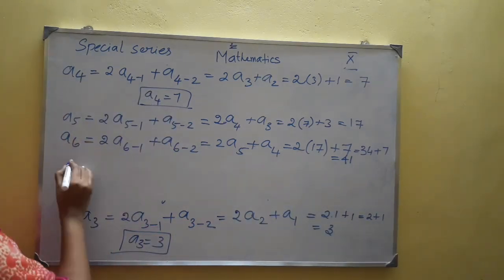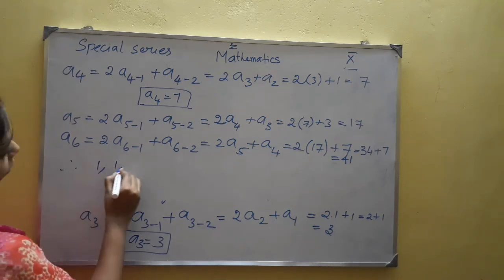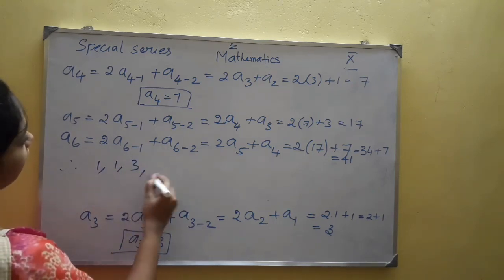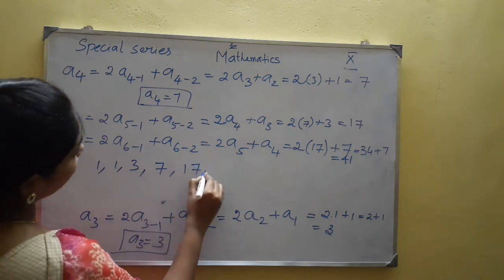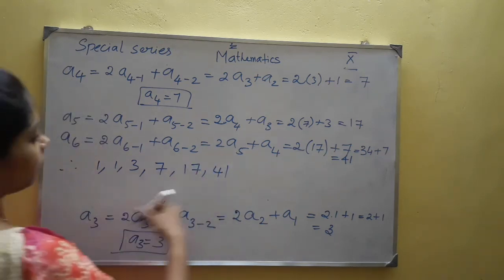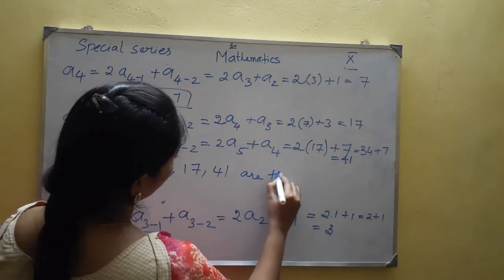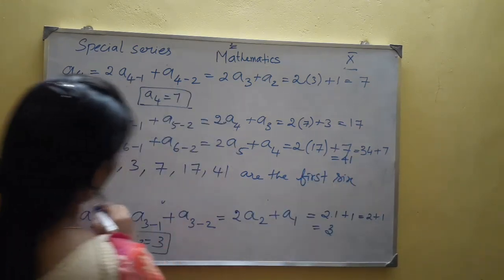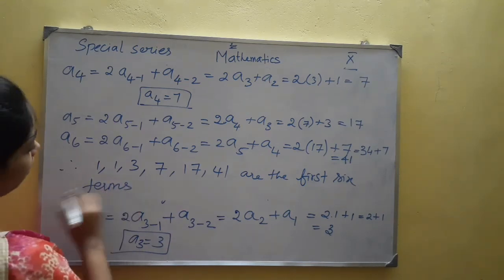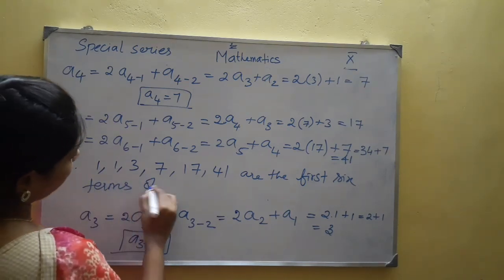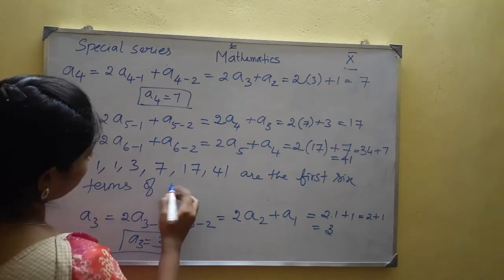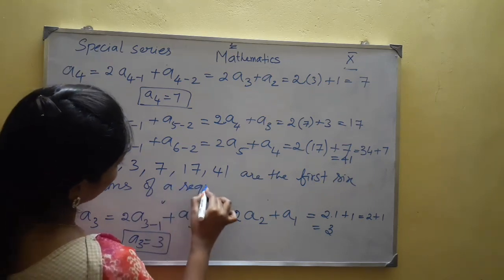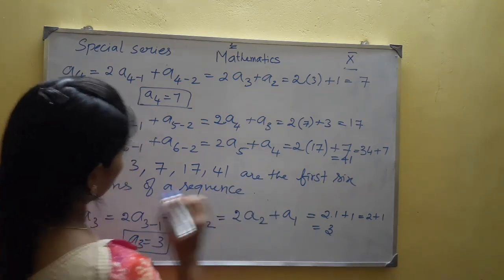So therefore 1, 1, 3, 7, 17, 41 are the first 6 terms of the sequence. Okay.